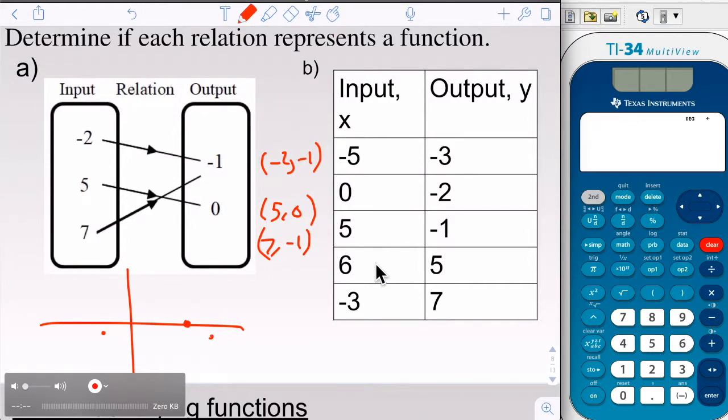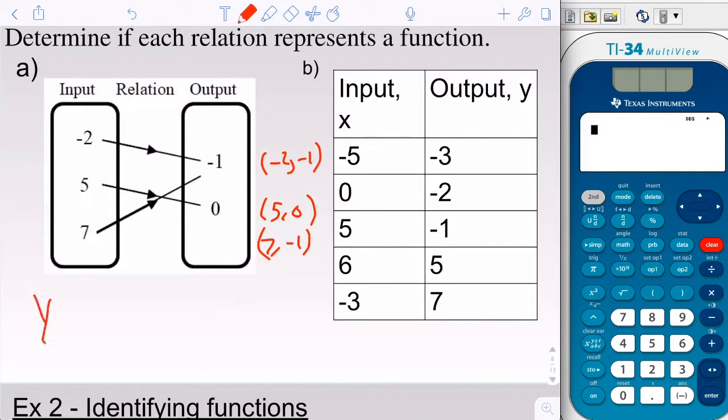Why, yes, it would. I mean, a vertical line passes here, it would pass here, it would pass here. Each input, -2, only has 1 output. 5 only has 1 output. 7 only has 1 output. So is this a function? Yes, it is.